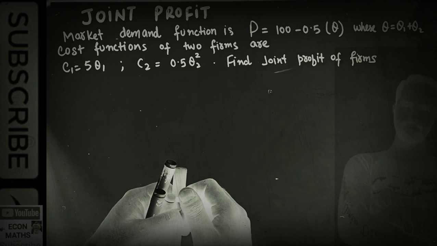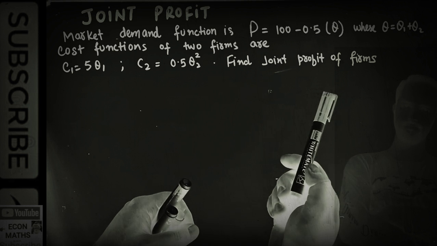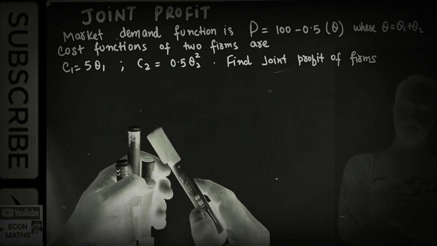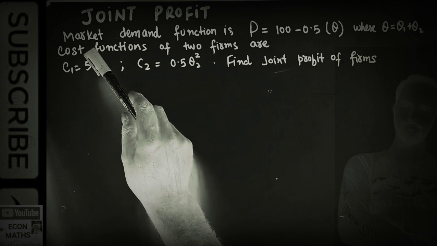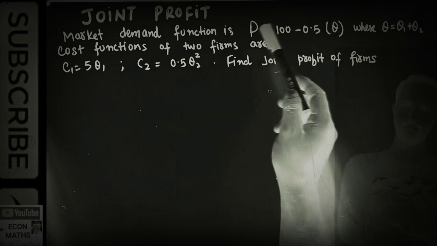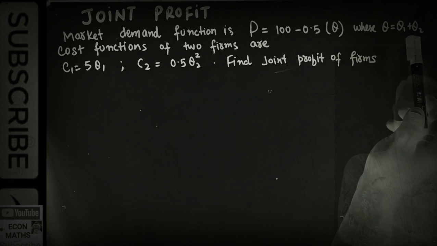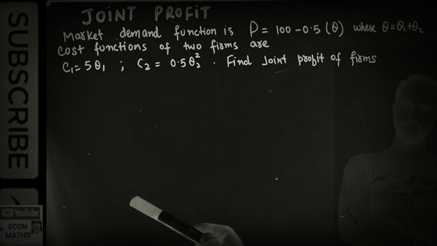In this video, we will solve a problem on how to find joint profit of two firms given their cost functions and the market demand function. The question is like this. Market demand function is P is equal to 100 minus 0.5 Q, where Q is equal to Q1 plus Q2. That means output of firm 1 and output of firm 2.